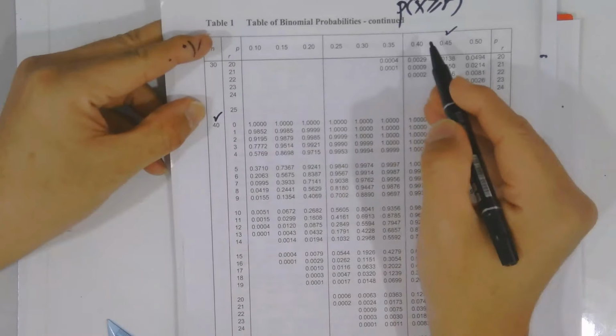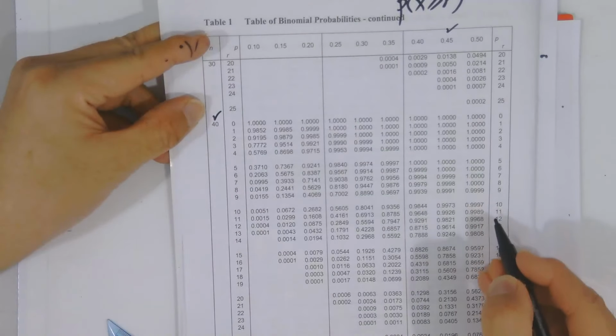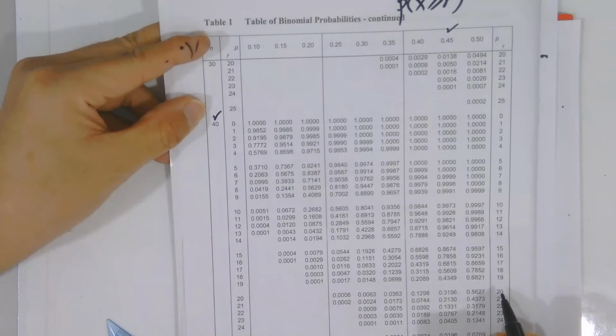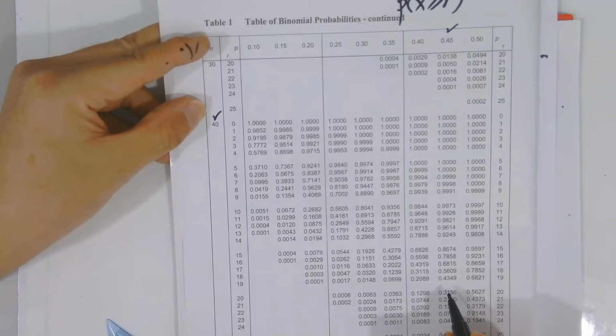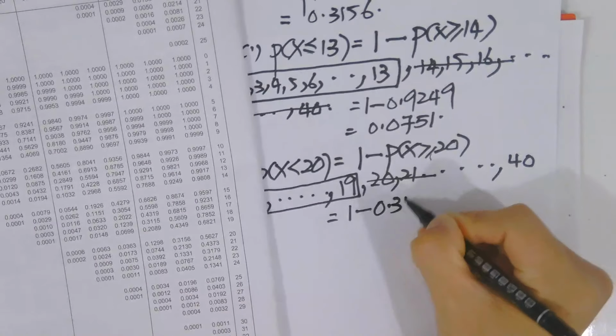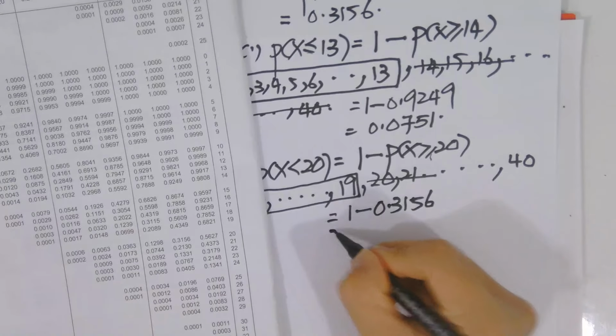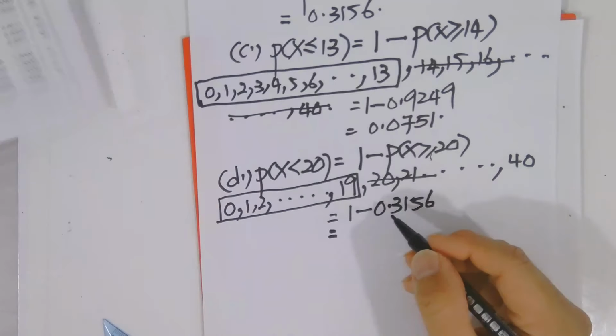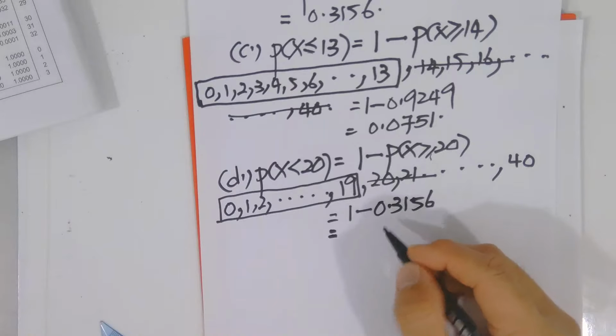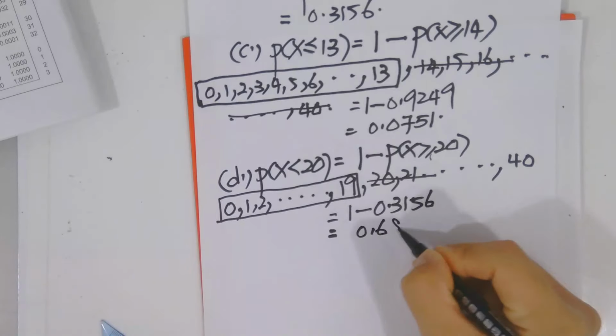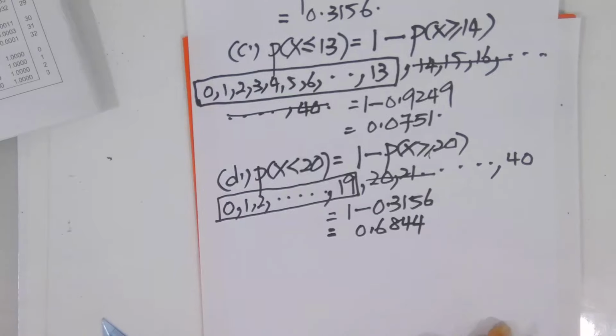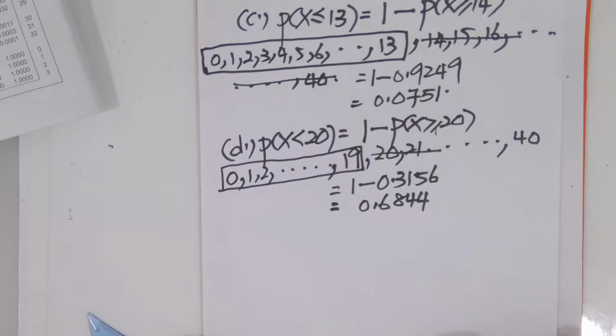So find the value for 20. So 40, 0.45, 20. So where is 20? Be careful when you take the value. The value is 0.3156, right? 1 minus 0.3156. So if you calculate this, you are getting the value of 0.6844. Okay, as simple as that.